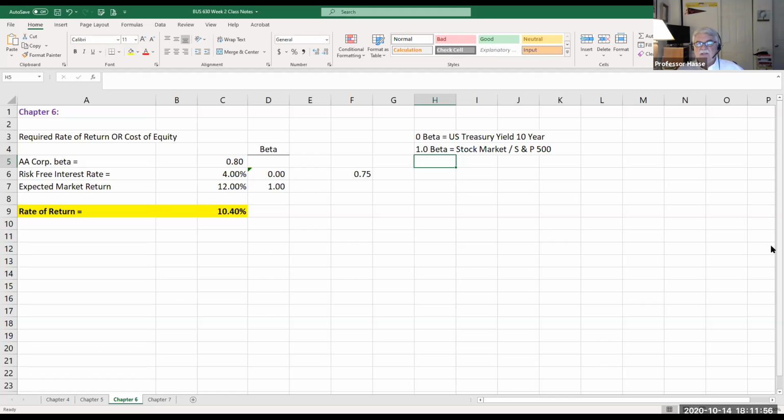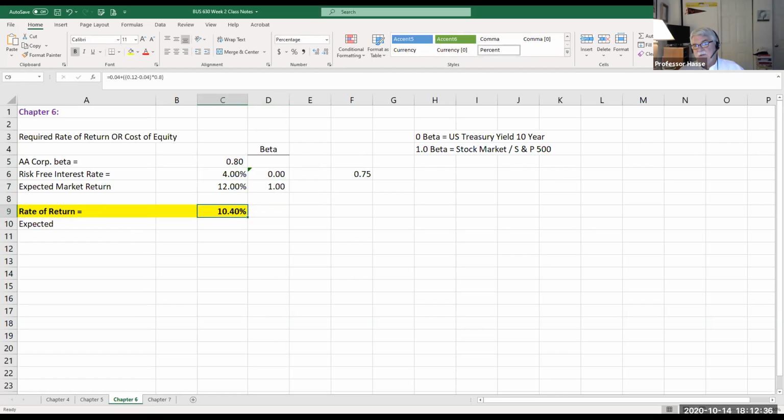In this company here we looked at last week, and this is referring to chapter 6 in our text, the beta is 0.8. The risk-free rate in the market is 4%, and the average return in the market is 12%. If I wanted to buy stock in AA Corporation, what is my expected return going to be based on the market indicators of 4% at 0 risk, 12% at average risk, and this company with a risk of 0.8, somewhere in between those two?